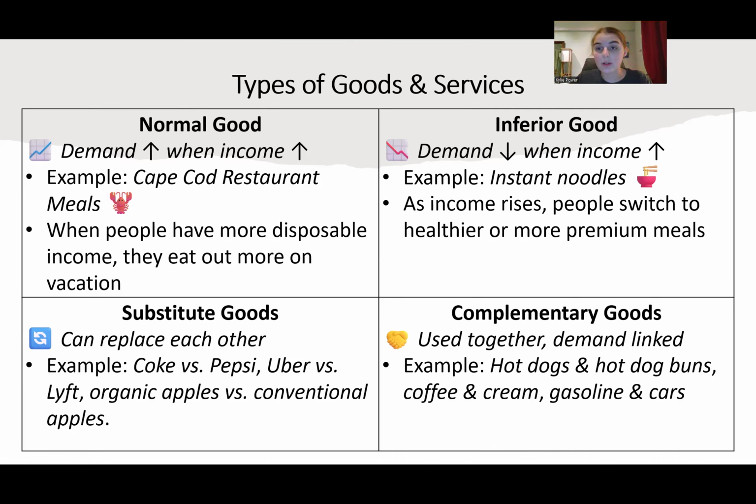And then the last type of good that we talk about in the goods and service market is complementary goods. Those are ones that are usually linked together. So if there's high demand for one thing, there's going to be high demand for the other. The example I love to give most is hot dogs and hot dog buns. You're not really going to be buying a lot of hot dog buns if you're not buying hot dogs. Coffee and cream, those go together. Gasoline and cars. Those are the four main types that we're going to really talk about.